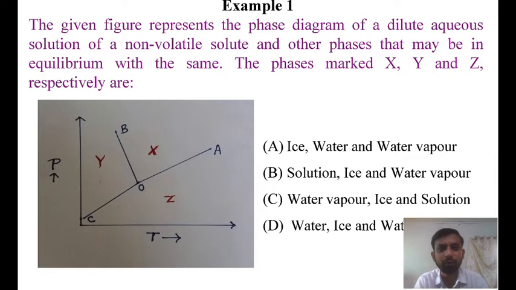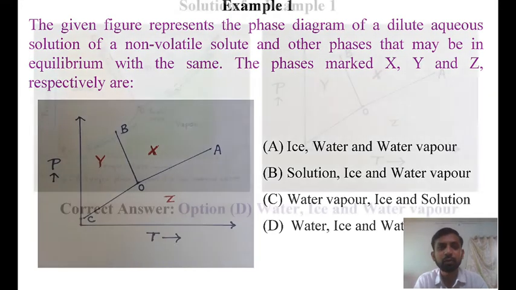The given figure represents the phase diagram of a dilute aqueous solution of a non-volatile solute and other phases that may be in equilibrium with the same. The phases marked X, Y and Z respectively are. 4 options are given, A, B, C, D. Now see the solution.